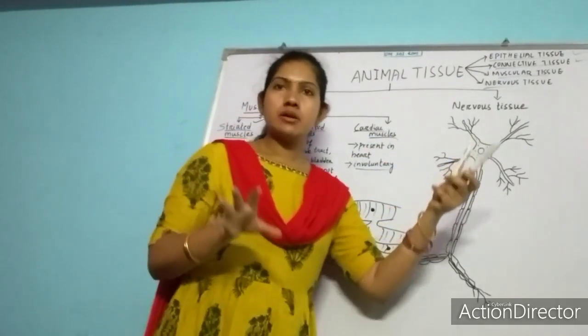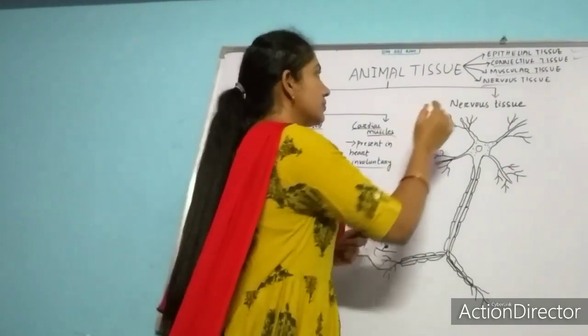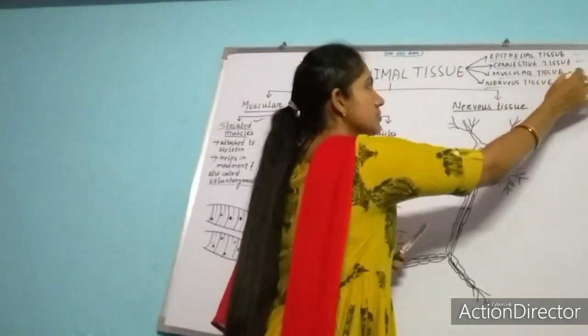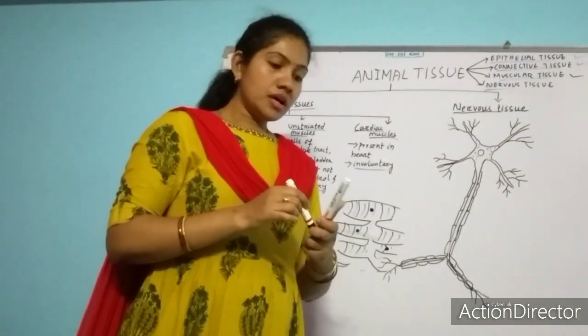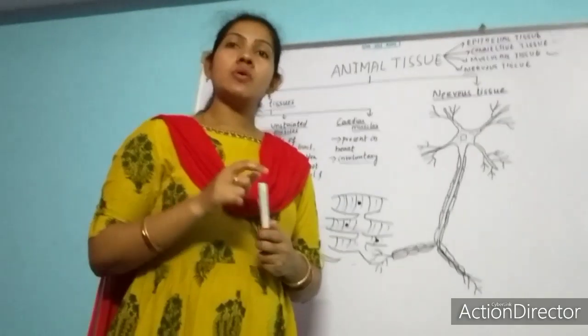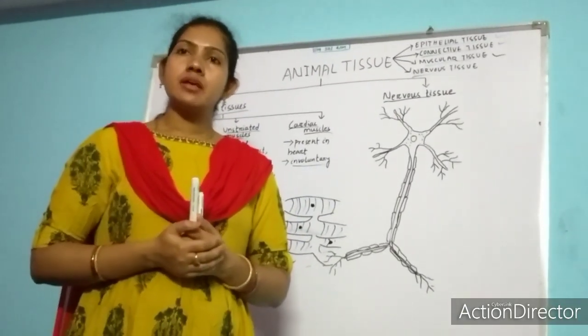Now come to nervous tissue. This is the last topic. What is nervous tissue? The fourth kind of tissue. We have already discussed muscular tissue, and now we are discussing nervous tissue, or neurons. What is the work of the nerves present in our body?